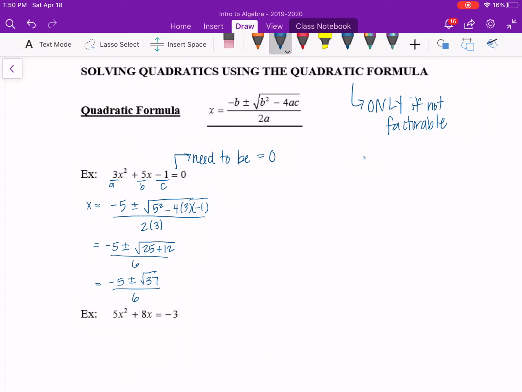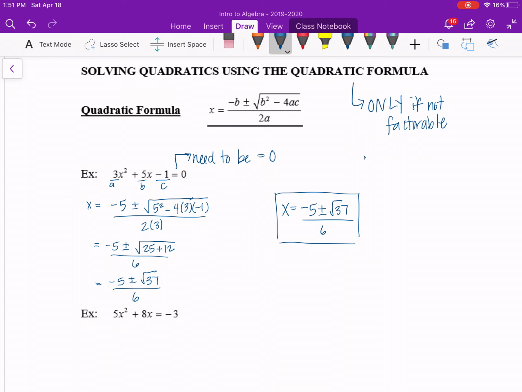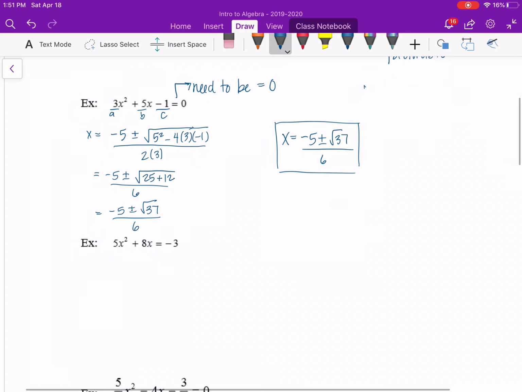And technically it is 2 answers, right? We're used to seeing 2 answers most of the time when we solve quadratics. One of them is negative 5 plus the square root of 37 over 6. The other is negative 5 minus the square root of 37 over 6. We don't typically write them separately, but that plus or minus sign really is showing those 2 x values. So our answer is not nice, and it's just not nice because it wasn't factorable. So we're just going to get these kind of crazy answers when we use a quadratic formula.